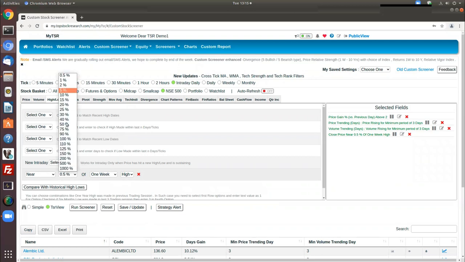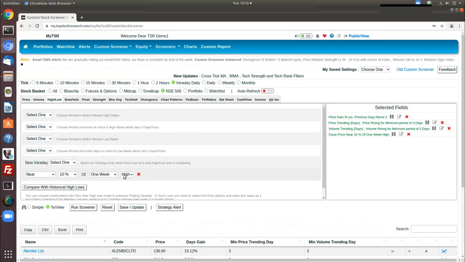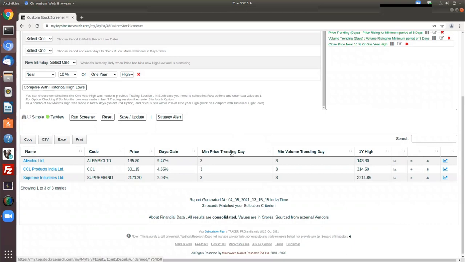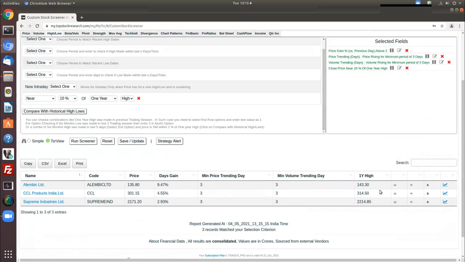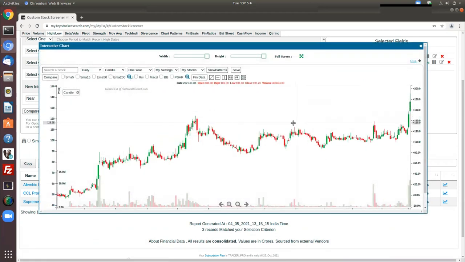Let me see if I'm looking for a stock which is within 10% off the 1 year high. See if we are lucky to get any stock. Yeah, there are 3 stocks which match this criteria, and they are very close to highs. The 1 year high is 143, and the current price is this, which is within 10% of what we selected.